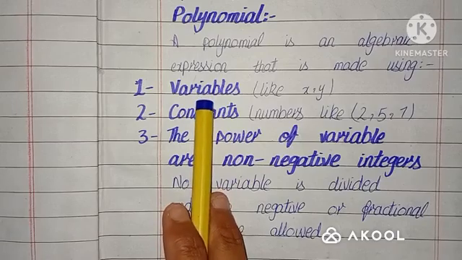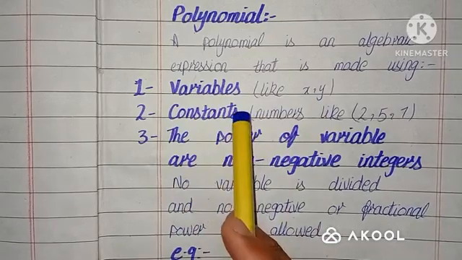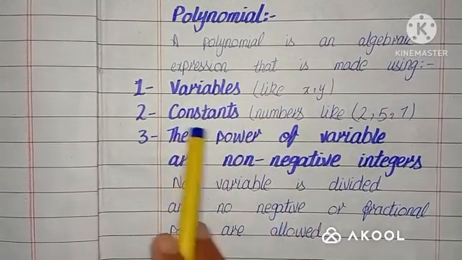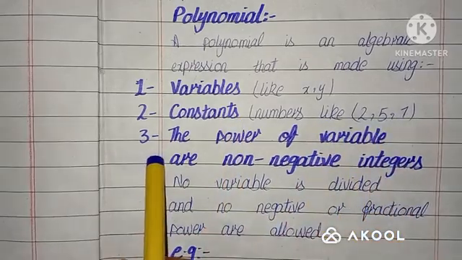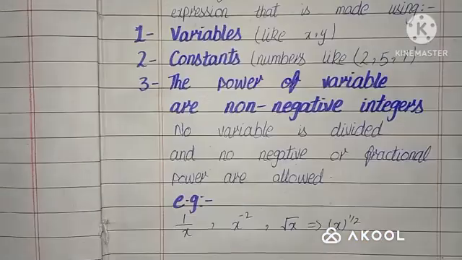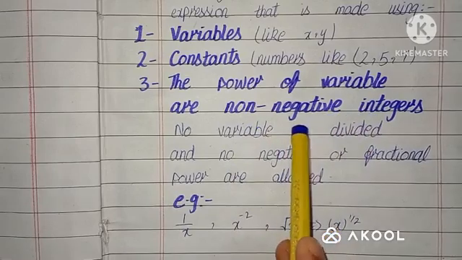Variables are essentially those quantities that can change or vary. These include English alphabets such as X, Y, A, B, C, D, and so on. After this, we have constants. Constants are our numbers like 2, 5, 7, 8, 10, etc. Here, you must remember that the power of the variable must be non-negative integers. This statement simply means that the power of the variable we have will always be a non-negative integer.